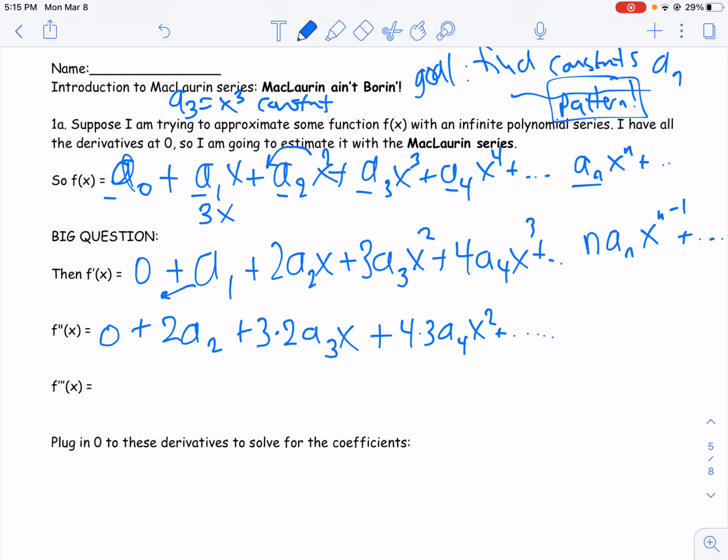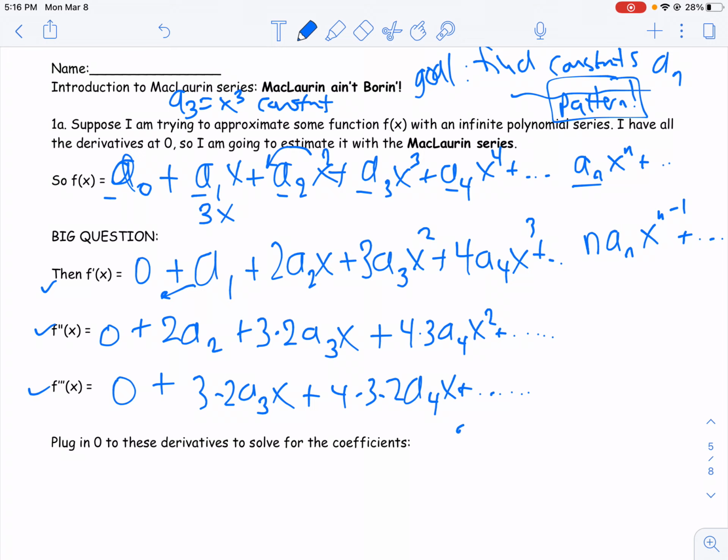And then we'll go one more, the third derivative. The first one again is a constant. Here we have 3 times 2 times a sub 3, and then we have 4 times 3 times 2 times a sub 4 x. I'm just not multiplying this out because I'm lazy, or maybe there's an alternative motive. We'll find out. So these are the series for f prime, f double prime, and f triple prime.